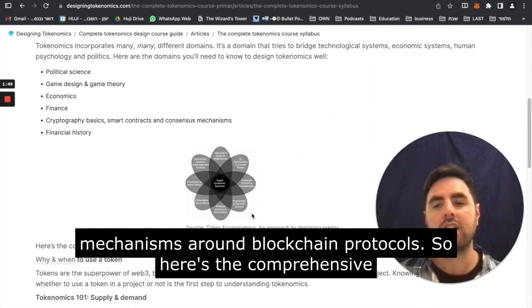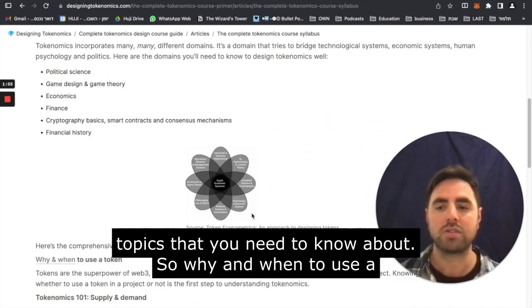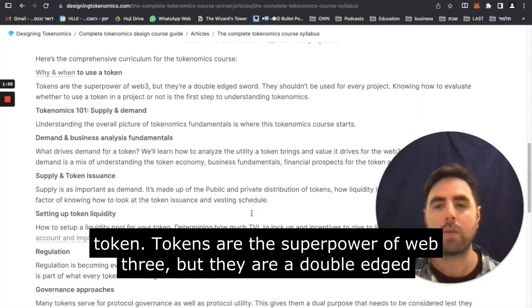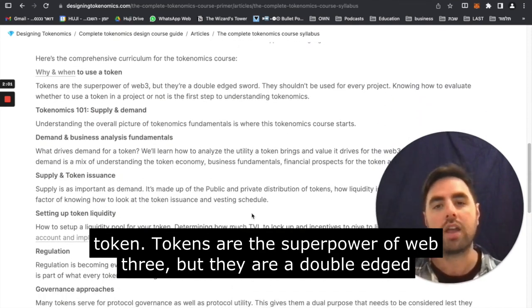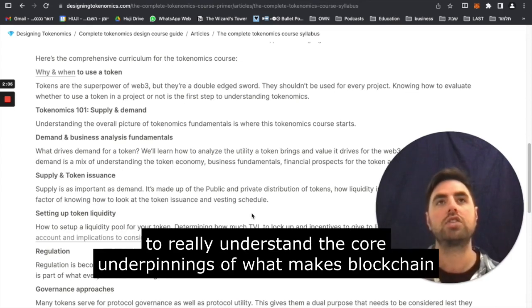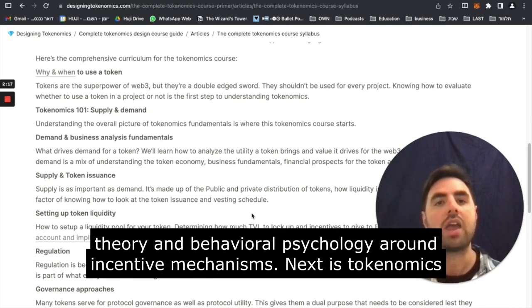So here's the comprehensive curriculum for the tokenomics course, and you'll see why there's so many different topics that you need to know about. So why and when to use a token, right? Tokens are the superpower of Web3, but they are a double-edged sword. So you have to understand when they make sense. And here you have to really understand the core underpinnings of what makes blockchain work, consensus mechanisms as a whole, and very, very important, game design, game theory, and behavioral psychology around incentive mechanisms.